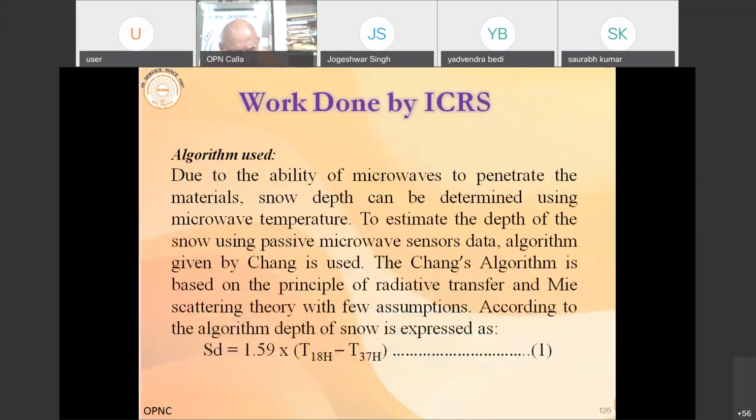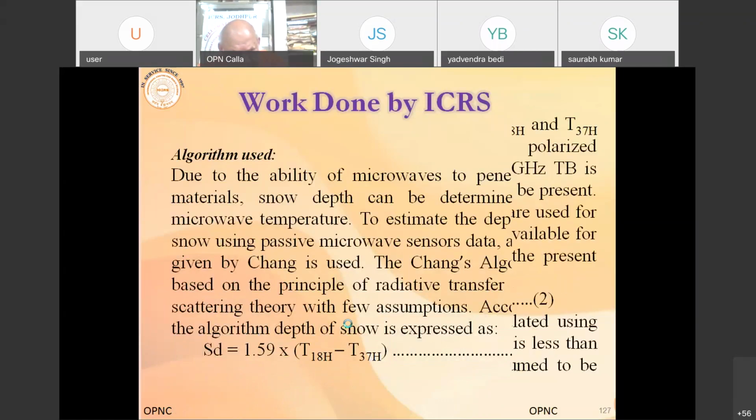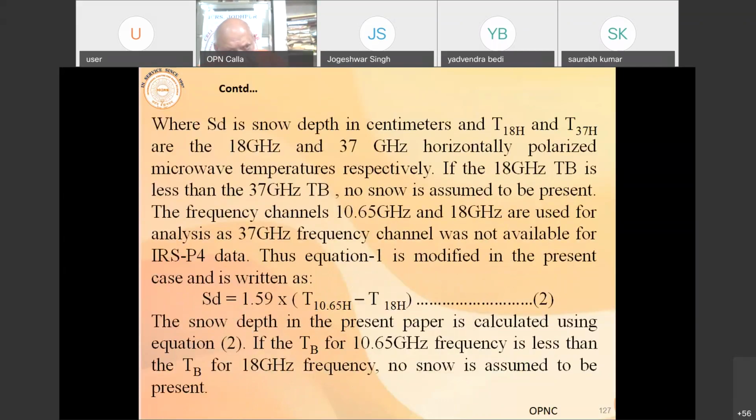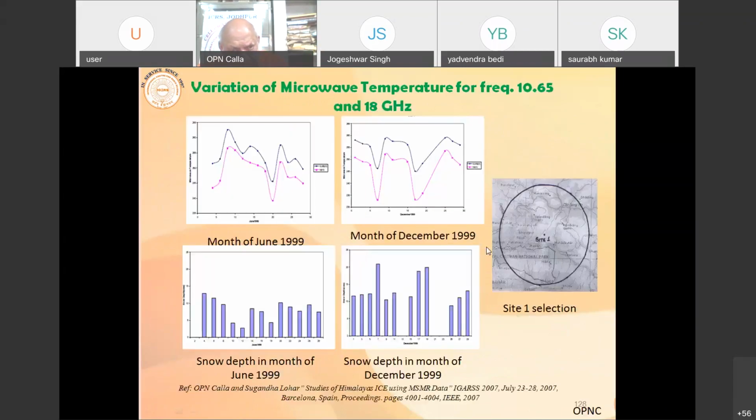With ISRO, what we did was we tried to get the data for Antarctica, the T18 and T37 gigahertz, to get the snow depth. And we also used the data at 10.65 gigahertz and 18 gigahertz to get the snow depth. And then we plotted. This is how we got the variability of snow depth in the months of June 99 and December 99. And you can see the variability of the snow depth.